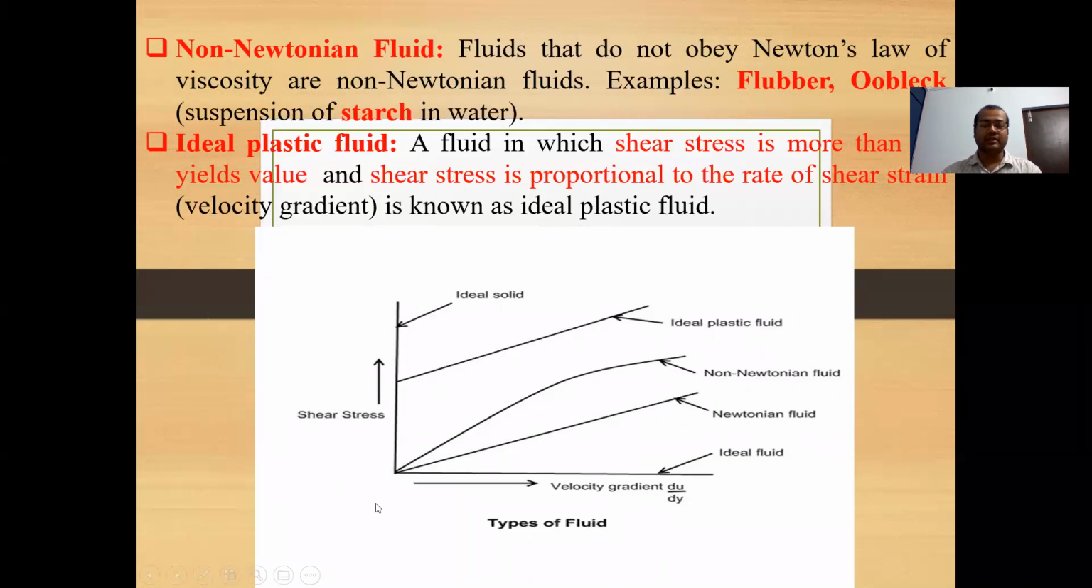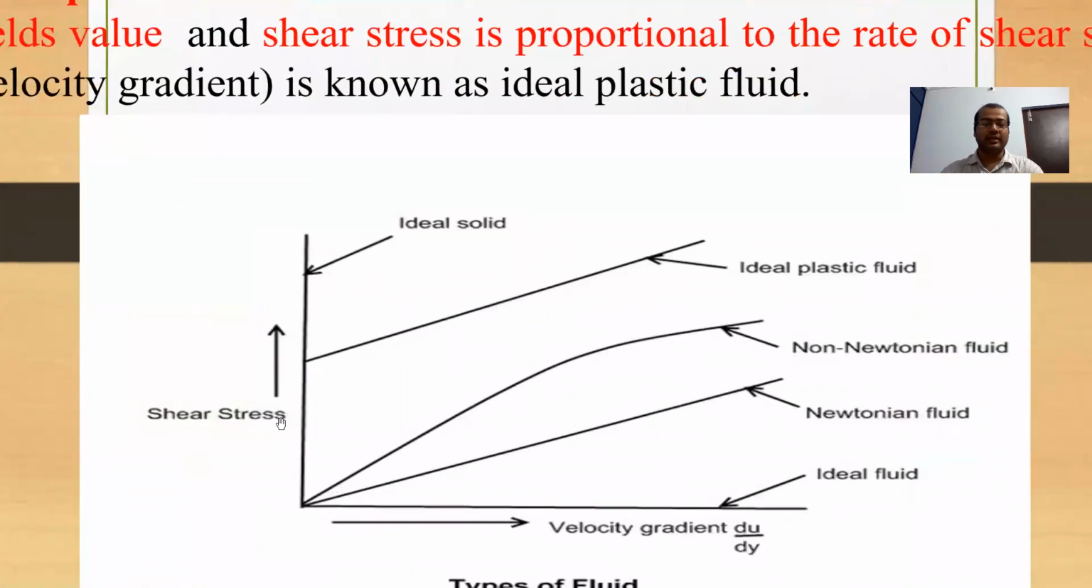In this graph, we will see the various types of fluid. On the y-axis, the ordinate, it is shear stress, and on the x-axis, the abscissa, it is velocity gradient. Any fluid which follows Newton's law of viscosity, with tau directly proportional to du by dy, a linear line, is a Newtonian fluid.